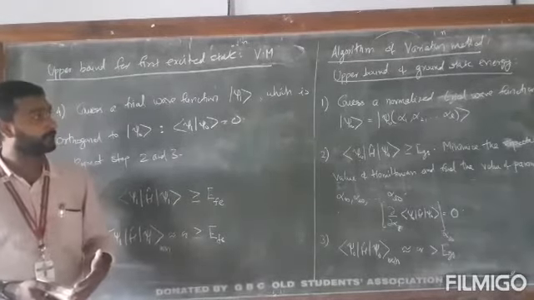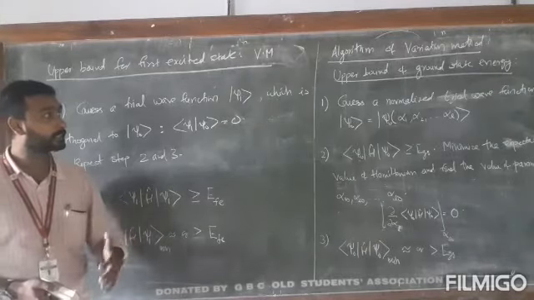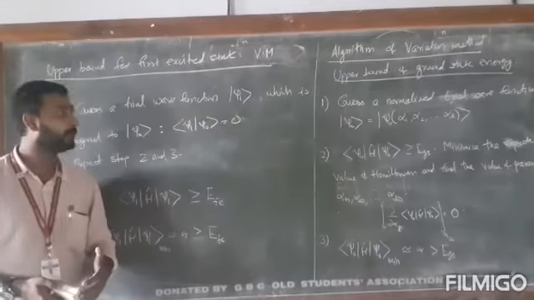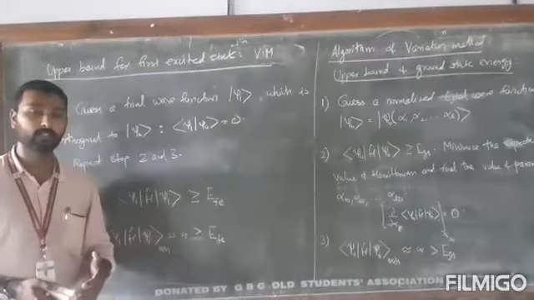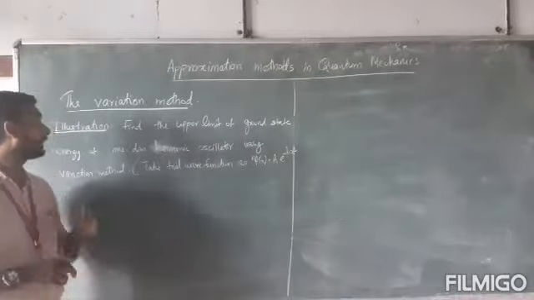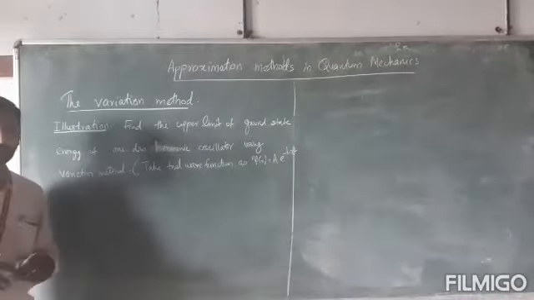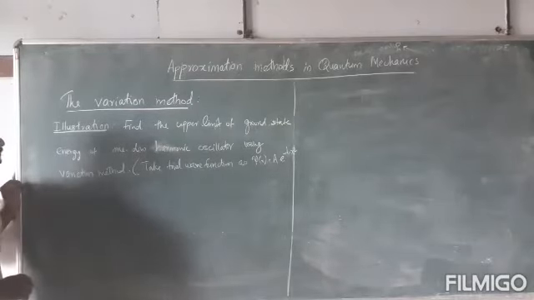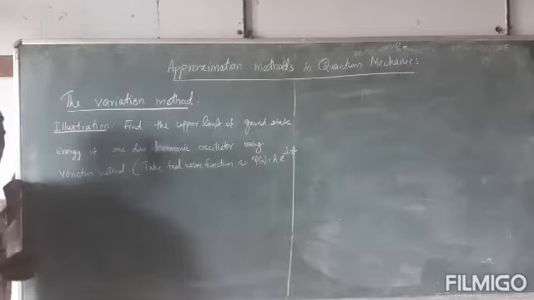So that's about it, and we will illustrate it using one particular problem. I will give one question and I will solve it. It is related to the harmonic oscillator. So finally, we can have an illustration of the variation method. We have a simple problem here: find the upper limit of the ground state energy of a one-dimensional harmonic oscillator using the variation method.